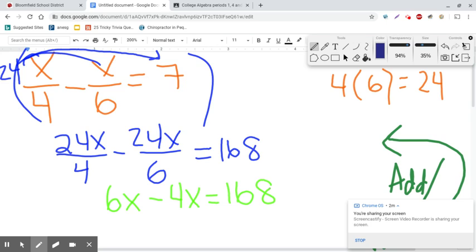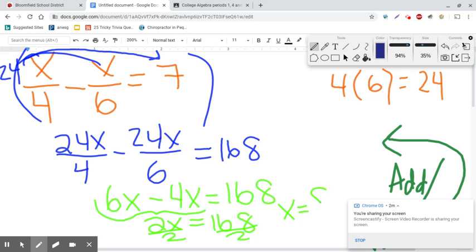Guys, now this is a problem we can easily solve. We are going to combine our like terms because 6x and 4x are like terms. So 6 minus 4 gives us 2x is going to equal the 168. And if you guys remember, the last thing we need to do is just divide by 2. So x is going to equal, if we were to do 168 divided by 2, we're going to get 84.